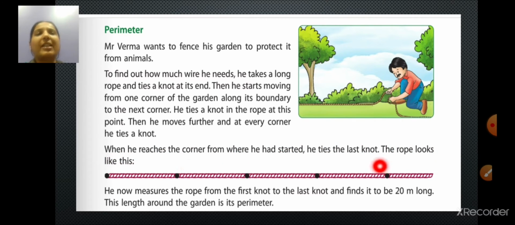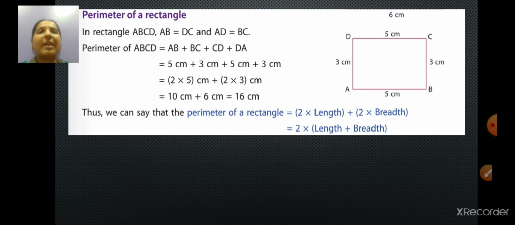It looks like this. So what does he do next? He now measures the rope from the first knot to the last knot and finds it to be 20 centimeter long. So this length around the garden is its perimeter. So what is perimeter, children? Perimeter is the total length of the boundary of a given figure. Okay. So we will see how to find the perimeter of a rectangle.